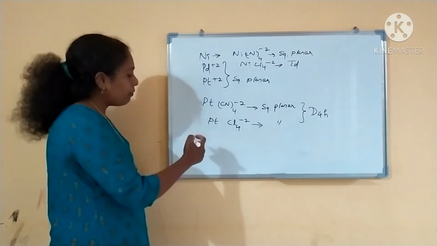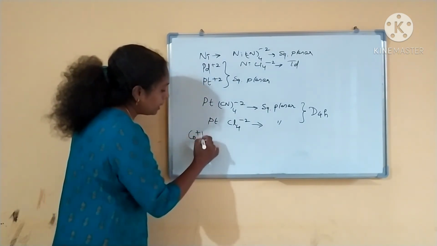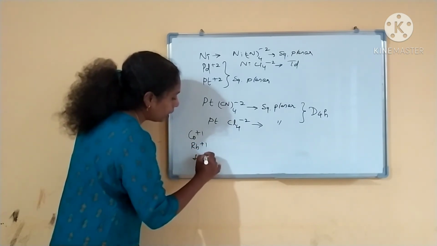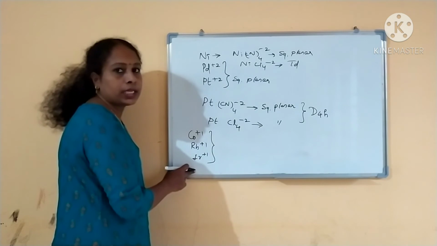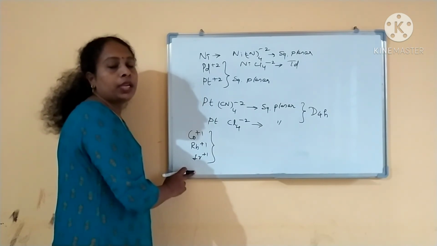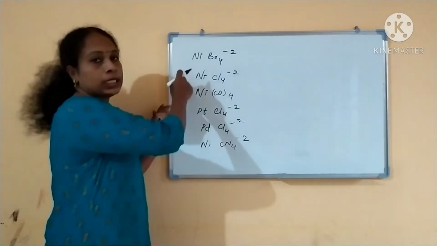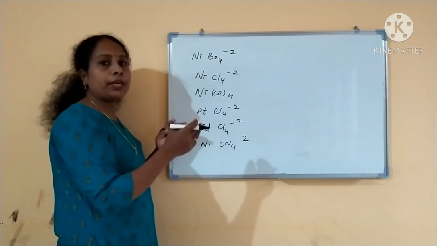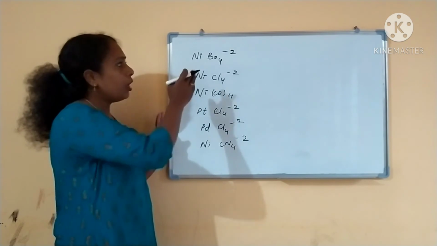The same way, for the plus 1 oxidation state of cobalt, rhodium and iridium, it will always form square planar complexes. See, here I have written some of the complexes. You have to tell me what the hybridization and the shape of these complexes are.